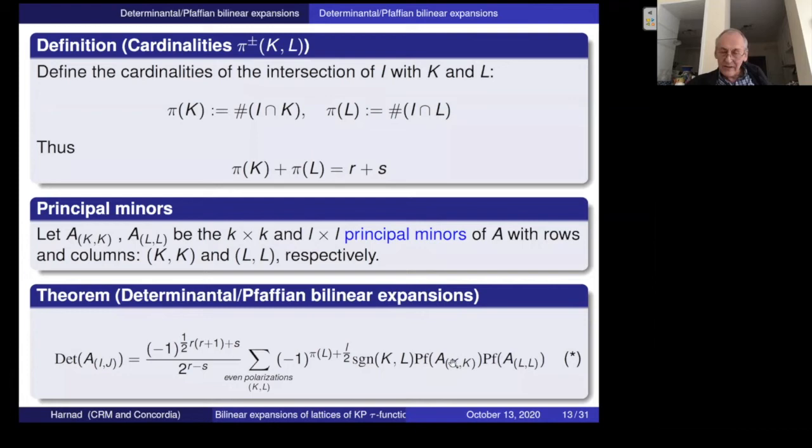It's got to be even, otherwise it vanishes. Now you put a sign of that polarization and you put another sign, which is minus one to this power, this integer pi L, and half the cardinality of L, which has to be even, so that's an integer. So this is a sign. This gives you a sign to put in front of the Pfaffians. There's an overall sign as well, which is universal, and there's a normalization. And this is the identity which I had presented four or five months ago, but which is today going to be generalized in the context of KP and BKP.